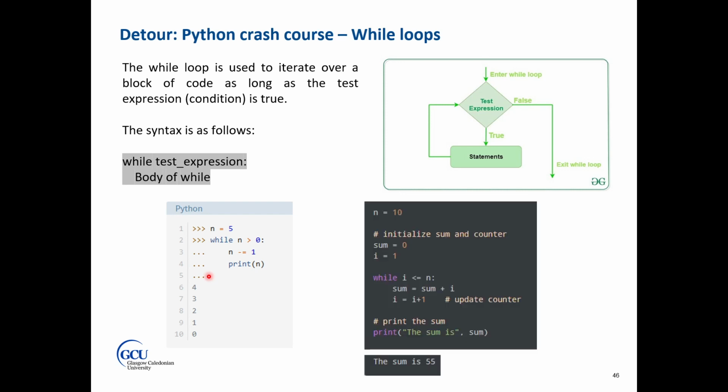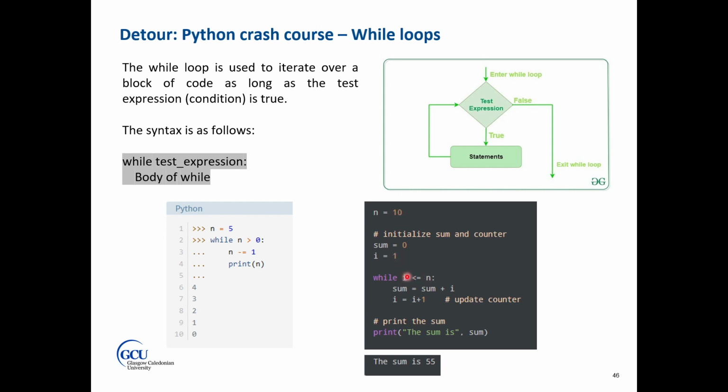Let's put another example, okay? So here we have n equals 10. And here we initialize a sum and a counter. So the sum is going to be 0, and the counter that we are going to be using is initialized to 1. So we say while i is smaller or equal than n. So remember that i is 1 and n is 10.